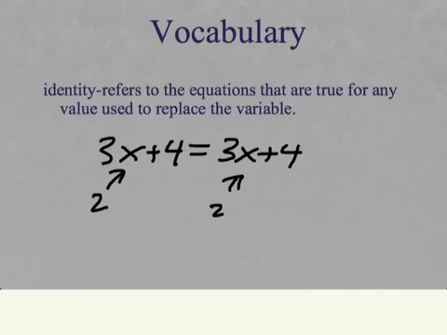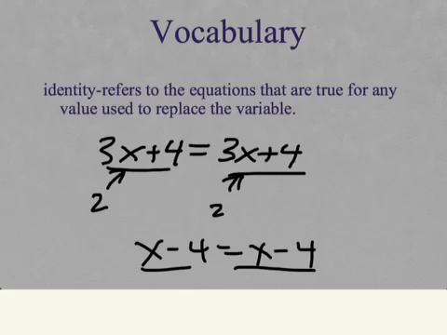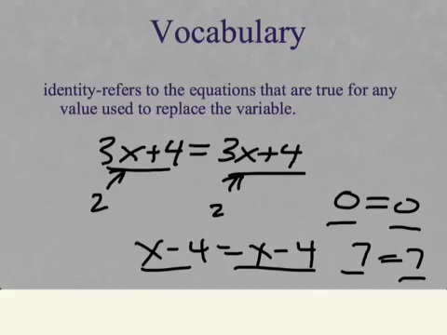An identity can come out as x minus 4 is equal to x minus 4. The key to noticing an identity is that you have the same thing on both sides. An identity also could be like 0 equals 0, 7 equals 7. Once it's the same thing on both sides of the equation, you know that the equation is true for any value of the variable. Let's get on to some examples.